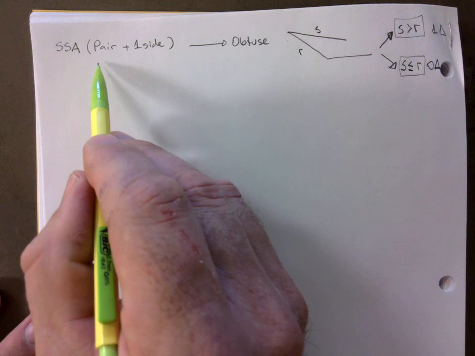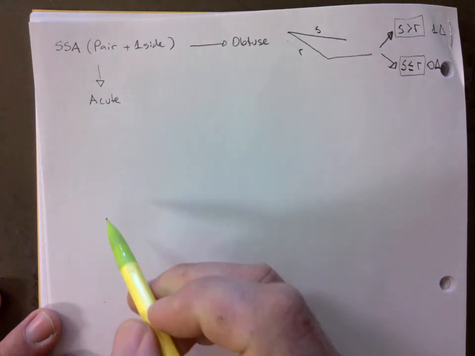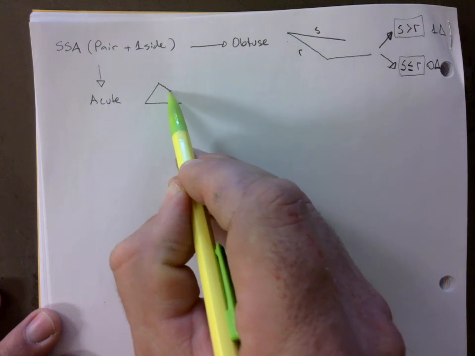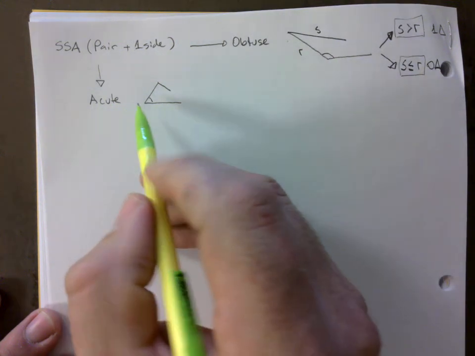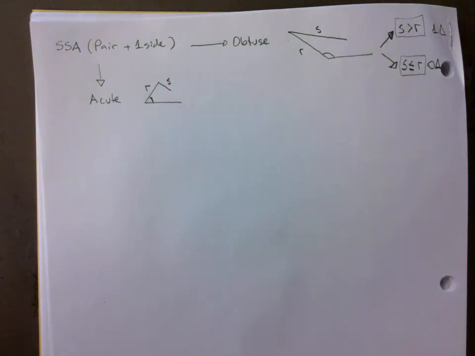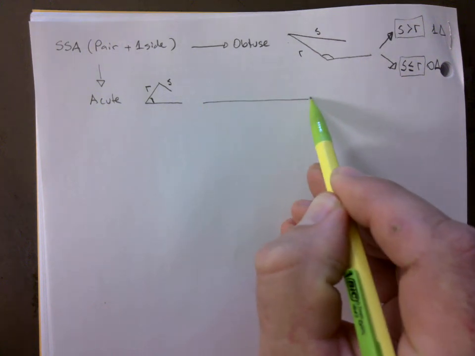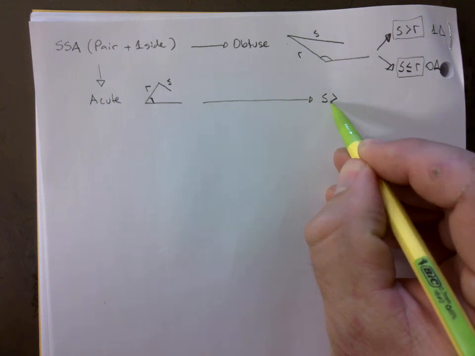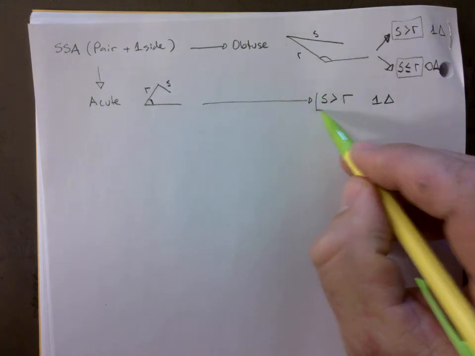The next one is, I'm just going to go arrow down here. If it's acute, then obviously the only angle given is here. This would be the angle that you put in. This is your rod, this is your string. And then the first option will be, if the string is greater than the rod, you've got one triangle. This is your justification.